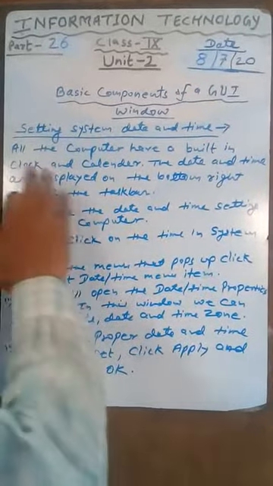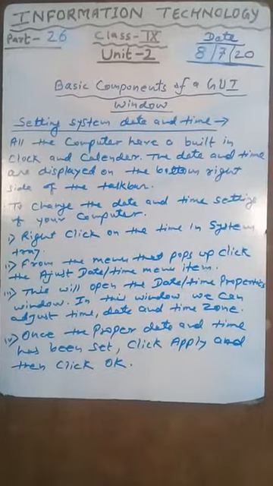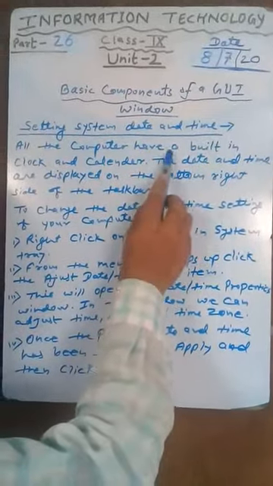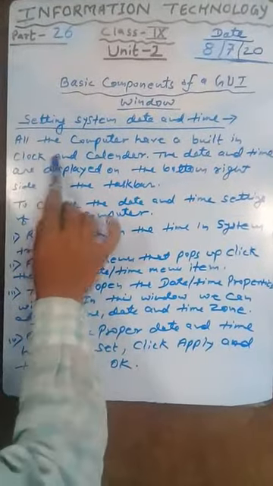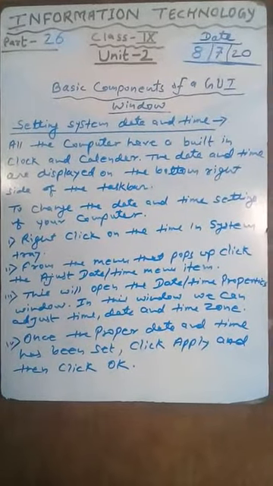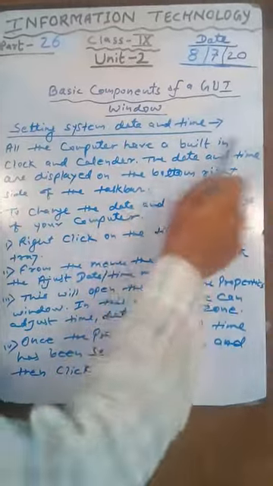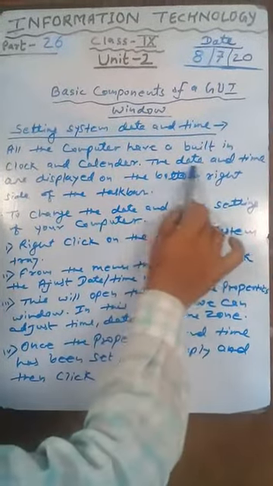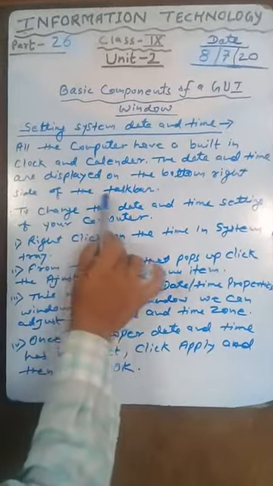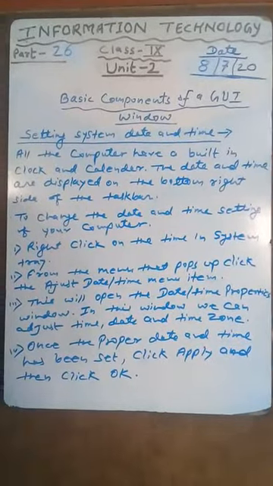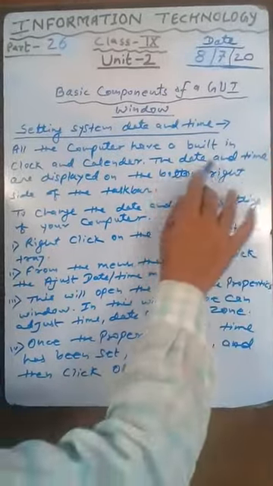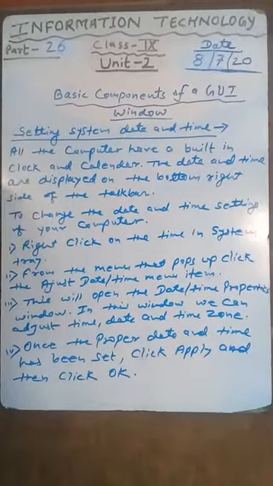All computers have a built-in clock and calendar. The date and time are displayed on the bottom right side of the taskbar.